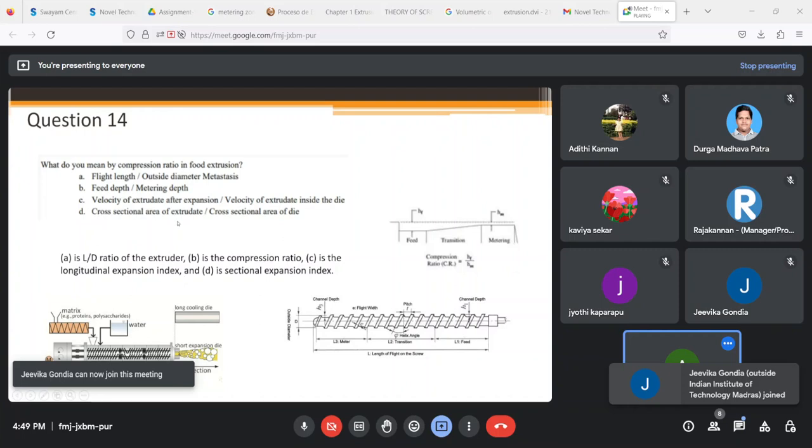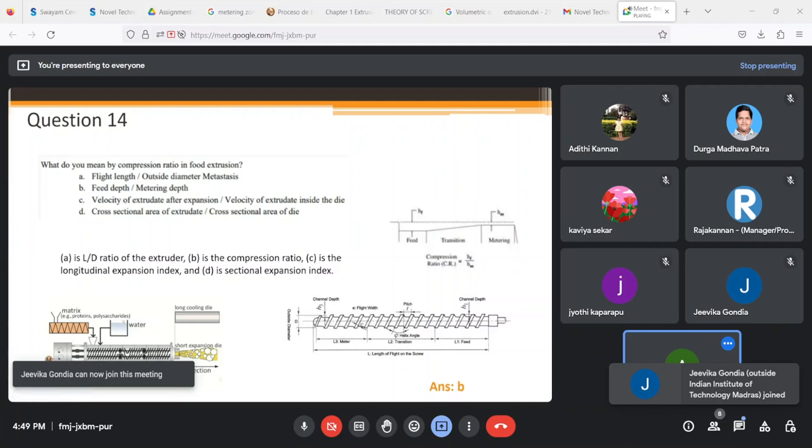And D is the cross-sectional area of the extrudate divided by the cross-sectional area of the die. Because of this expansion, you will often have a difference in the cross-sectional area of your food product. So the cross-sectional area of the food that comes out after the die divided by the cross-sectional area of the die will give you the sectional expansion index. So all these four parameters are very important, and feed depth by metering depth corresponds to the compression ratio. So the answer is option B.